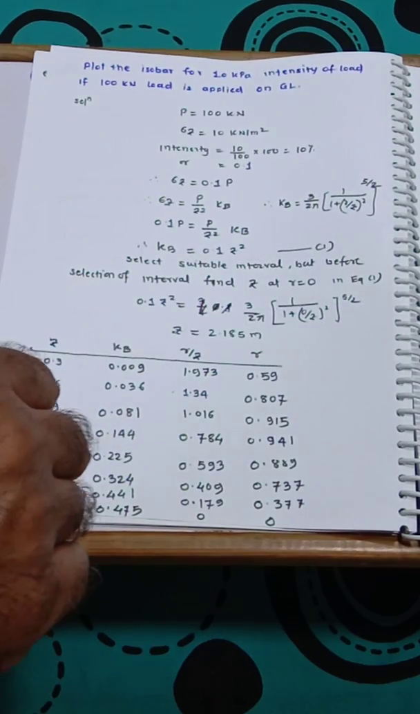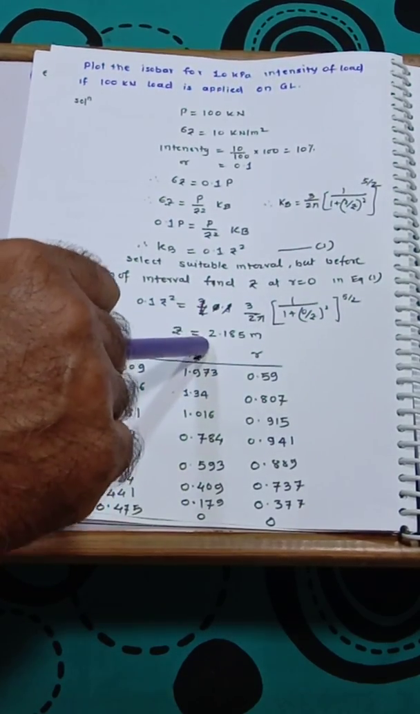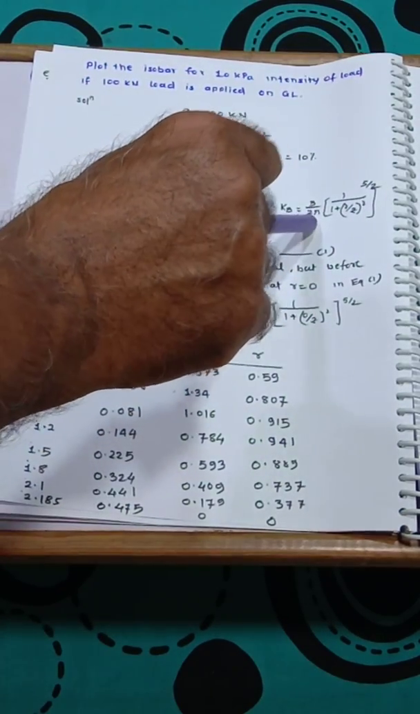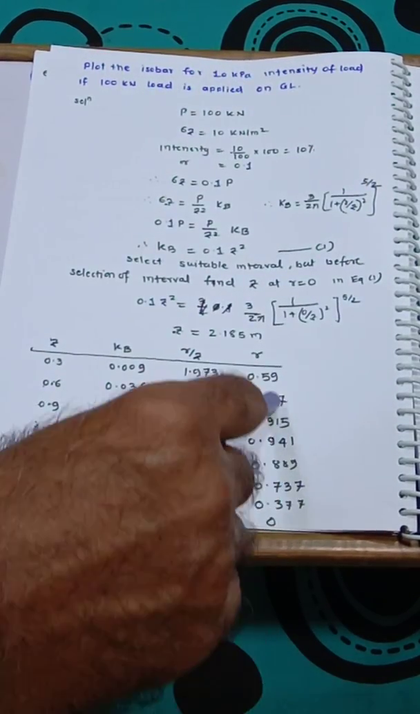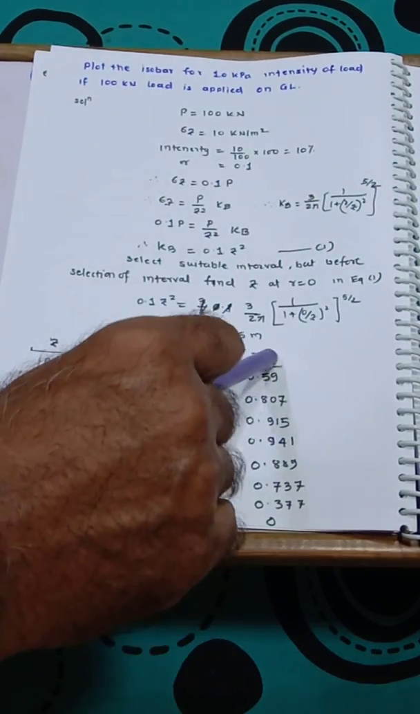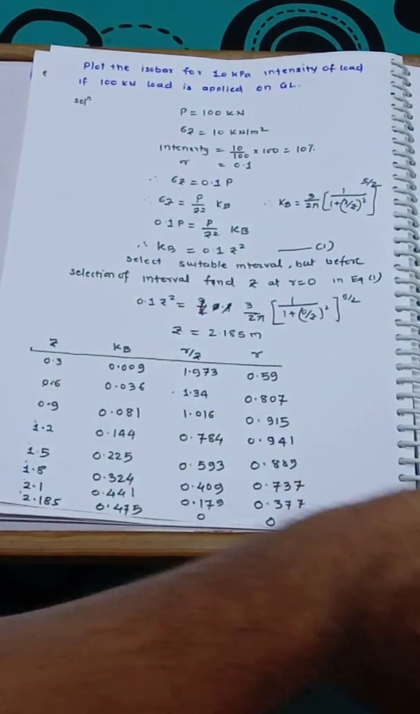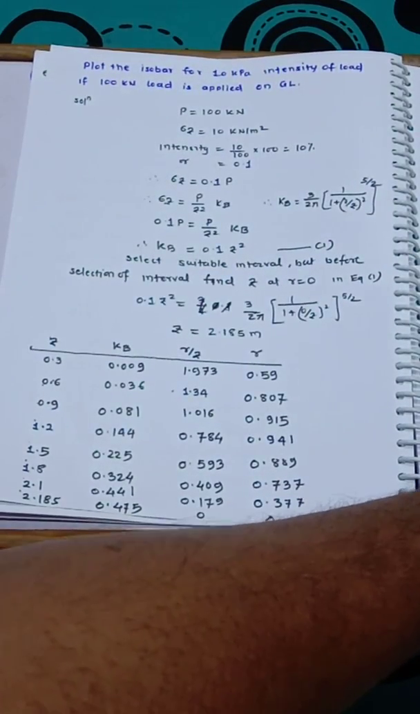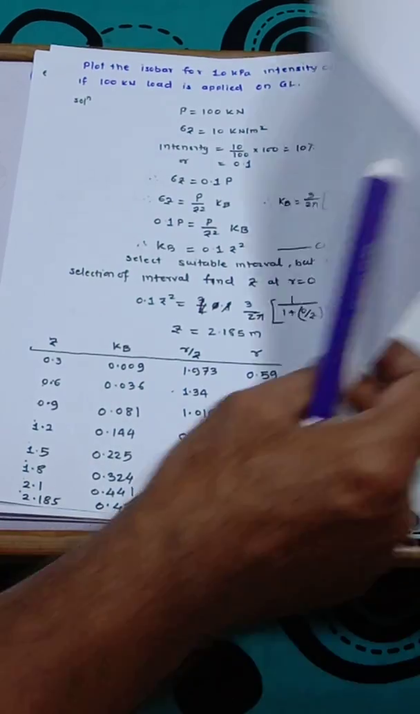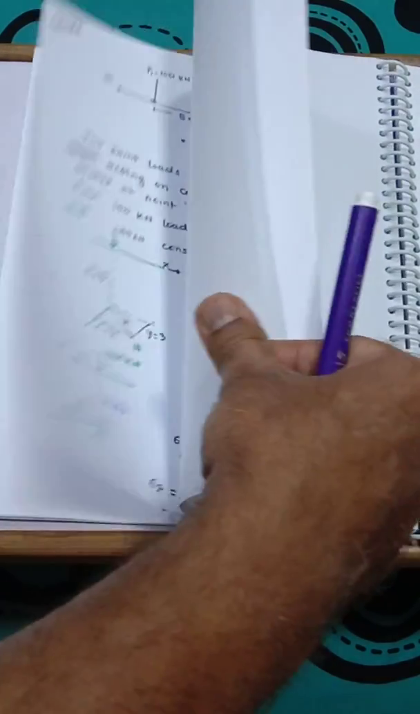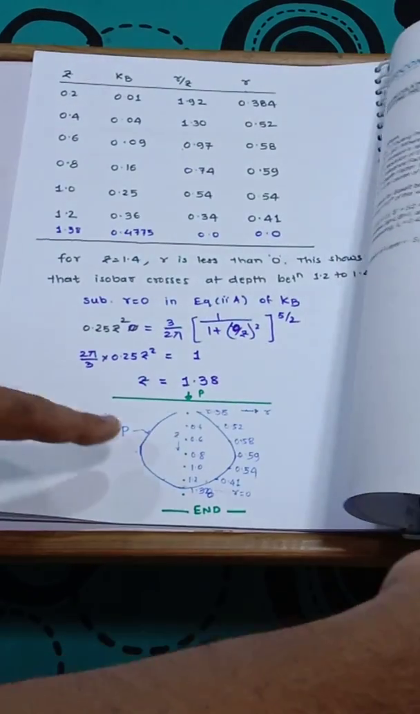So every time when you have a Z, substitute the Z here, find out Kb. From this Kb, find out R by Z and find the R. So you get all the radii. So at all these radii with this depth, the sigma Z value is 10% of the load. Okay, so you can draw a figure. I have not drawn the figure, you draw it as we have discussed in the earlier one, this way.